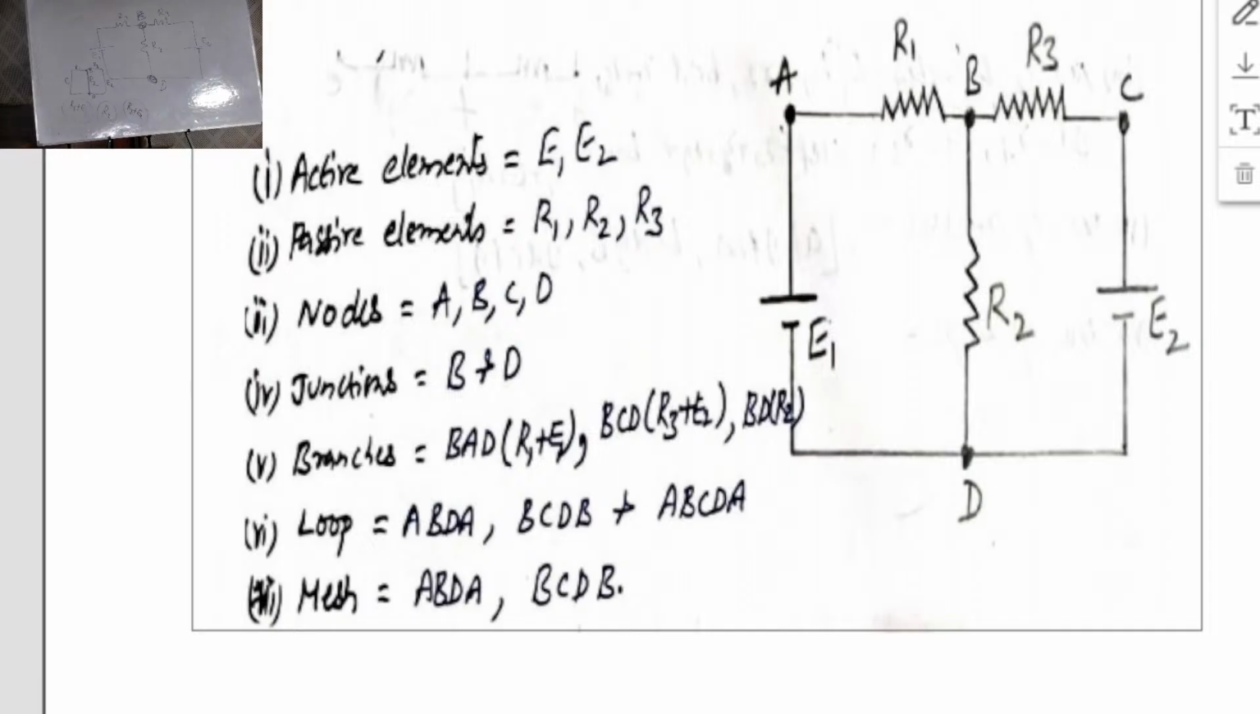What is a junction? What is a branch? It lies between two junction points. So R1 plus E1 is one branch, R2 is the second branch, and R3 plus E2 is the third branch for the given circuit. Clear? So branch is completed.